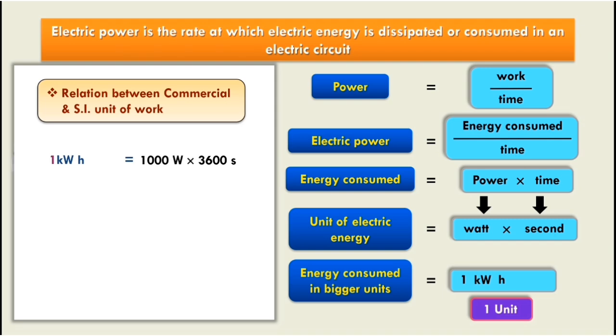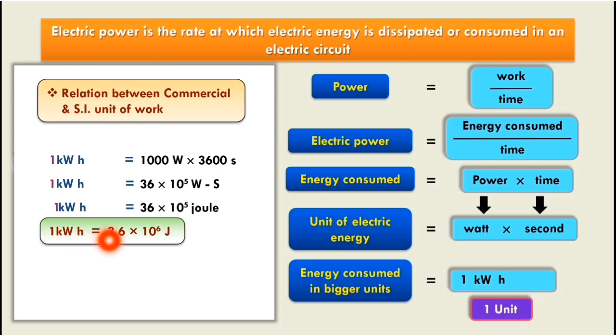1 kilowatt hour equal to 1000 watt into 3600 second. So here 1 kilowatt has 1000 watt. Okay, so here if we convert hour to seconds, we will get 3600 seconds because 1 hour has 3600 seconds. So we can write 1 kilowatt hour equal to 36 into 10 to the power 5 watt second. So kilowatt hour equal to 36 into 10 to the power 5 joule. So 1 kilowatt hour equal to 3.6 into 10 to the power 6 joule. So electric energy commercial unit is kilowatt hour, which is written as kWh.